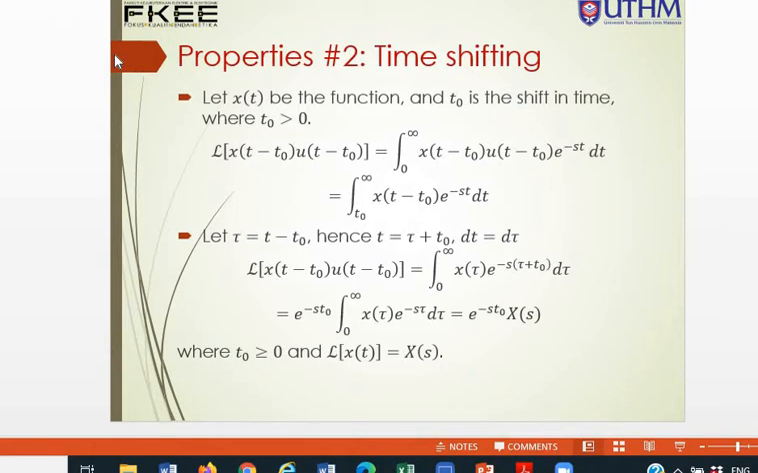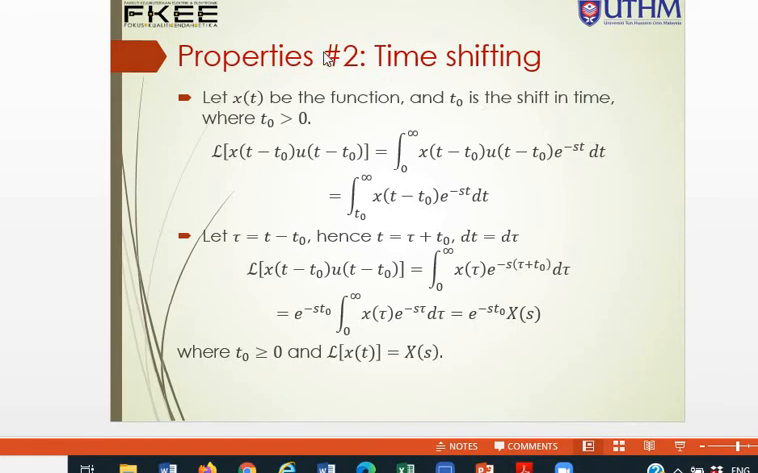Now, second property, time shifting. Let x(t) be the function, and t0 be a shift in time, in which t0 is more than 0. So the Laplace transform of x(t - t0)u(t - t0). This is the shifting: both x(t) and u(t) have a minus t0. So the integration from 0 to infinity, x(t - t0)u(t - t0), and exponent negative st dt.